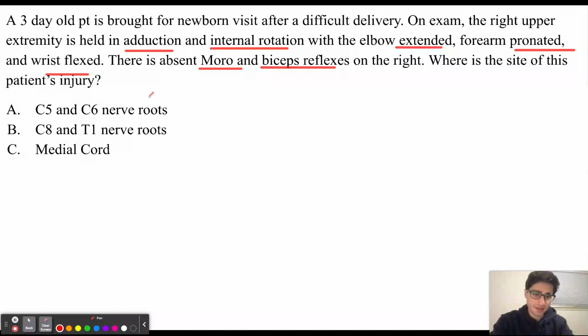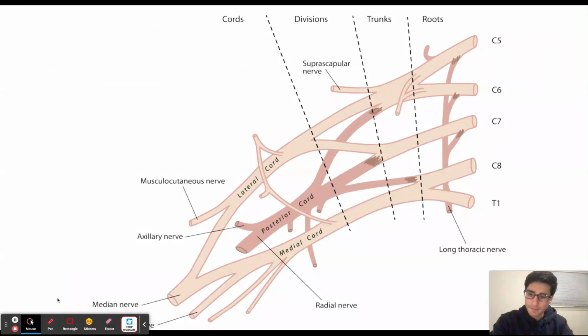Now, this patient is presenting with the classic signs of Erb's palsy. Erb's palsy is going to impact the C5 and the C6 nerve roots, so the answer is going to be A. Now, Erb's palsy is going to be due to traumatic neck and shoulder separation, and so it is going to impact the upper trunk. And as you can see, the upper trunk is made up of the C5 and the C6 nerve roots.